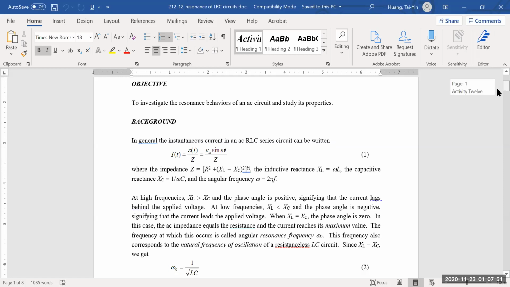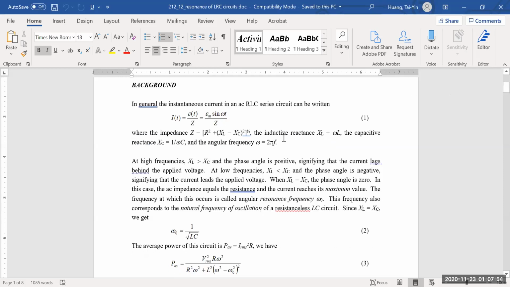Because these are frequency dependent, at high frequencies, XL, which has the expression omega times inductance, is greater than XC. And so the phase angle is positive. What does that mean? The phase is very important. If the phase angle is positive, it means that the current lags the voltage. At low frequency, on the other hand, XL is less than XC, meaning that the phase angle is negative. If the phase angle is negative, it means that the current leads the voltage.